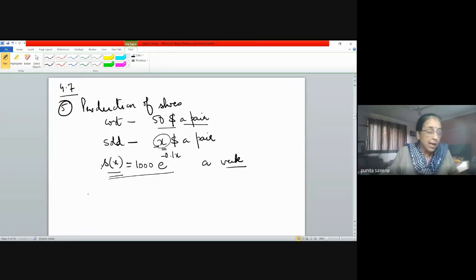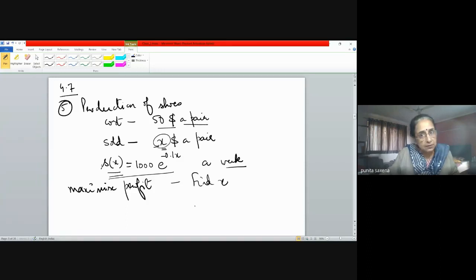The problem is, at what price should the manufacturer sell the shoes to maximize profit? ठीक है, obviously what price should he sell, ये तो हमें यहीं पे समझ आ गया था कि हमें निकालना तो x ही है, right? But we have to find x so that the profit is maximized.